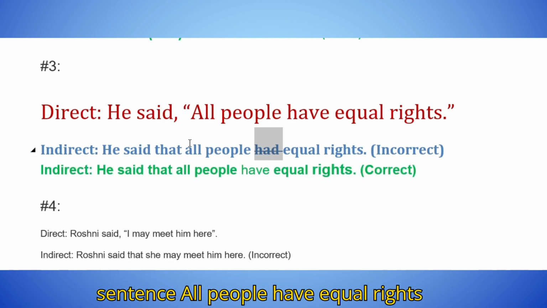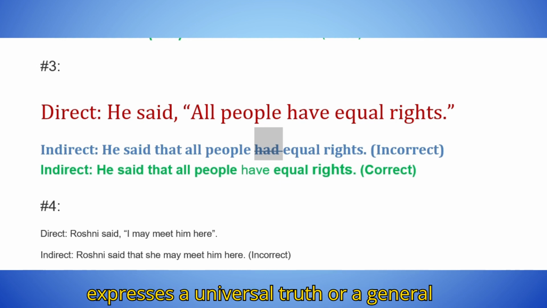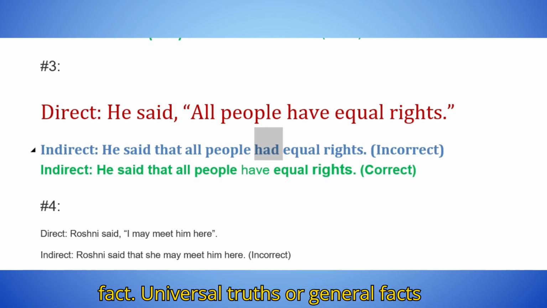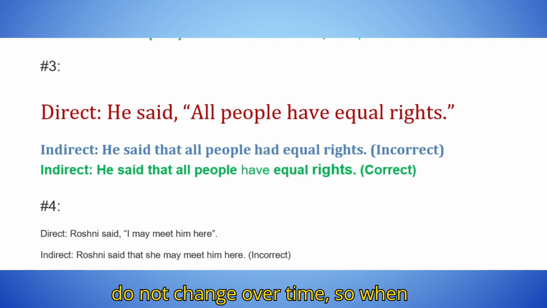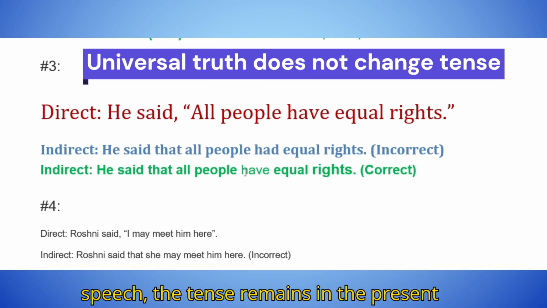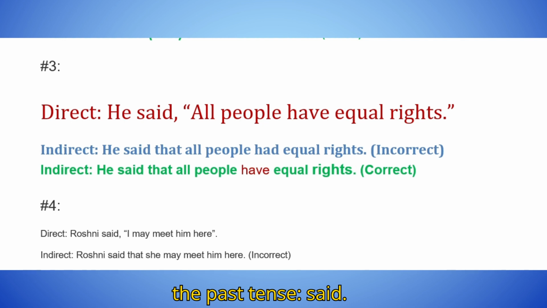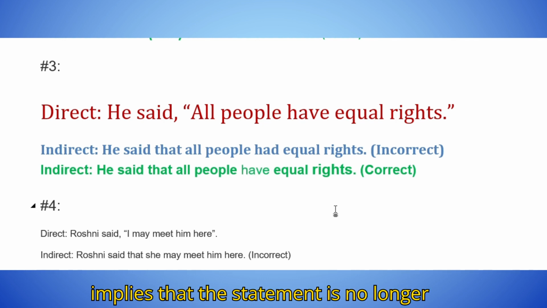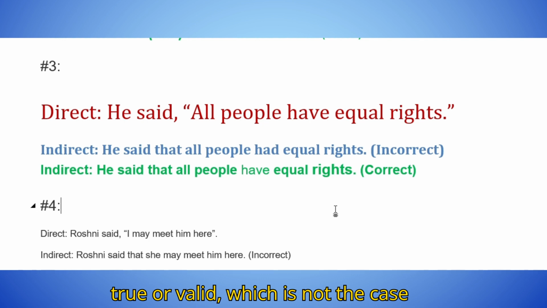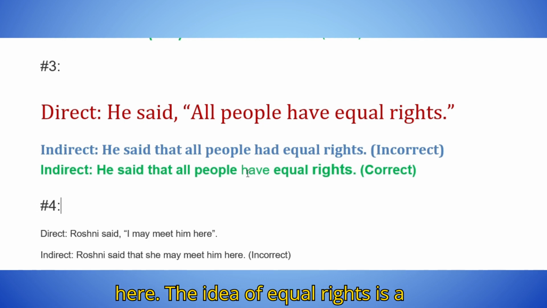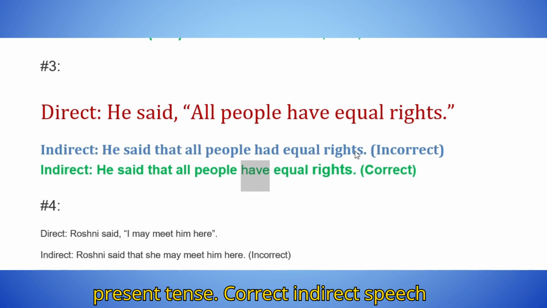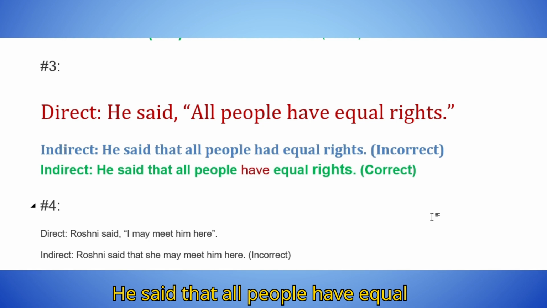The sentence, all people have equal rights, expresses a universal truth or a general fact. Universal truths or general facts do not change over time, so when converting from direct to indirect speech, the tense remains in the present tense, even if the reporting verb is in the past tense. Example, said. Why had is incorrect. Changing have to had implies that the statement is no longer true or valid, which is not the case here. The idea of equal rights is a timeless truth, so it remains in the present tense. Correct indirect speech. He said that all people have equal rights.